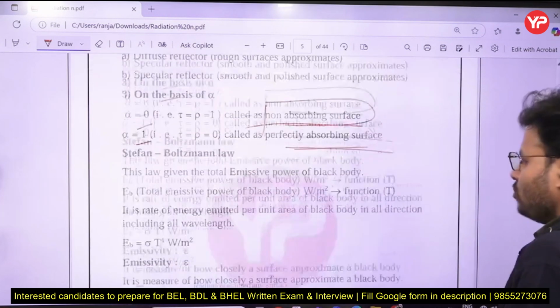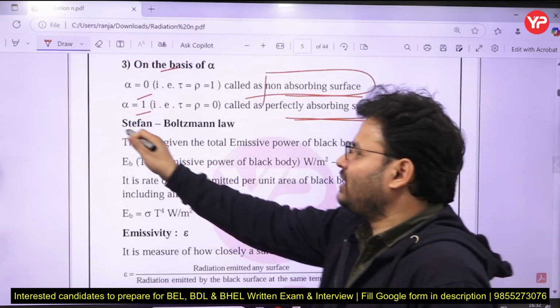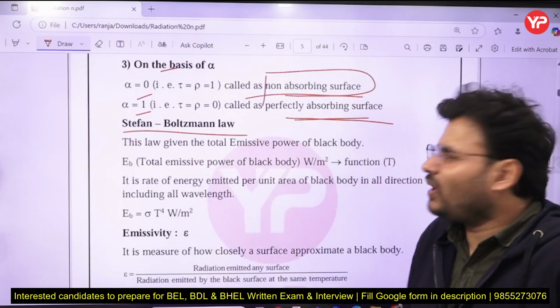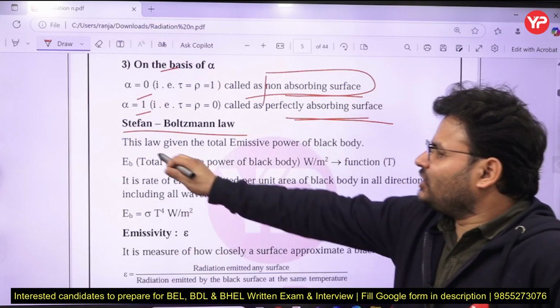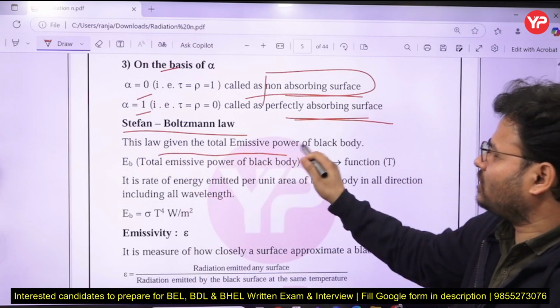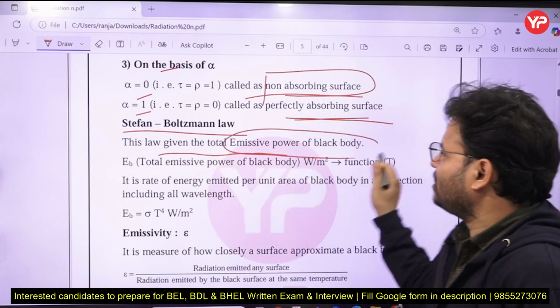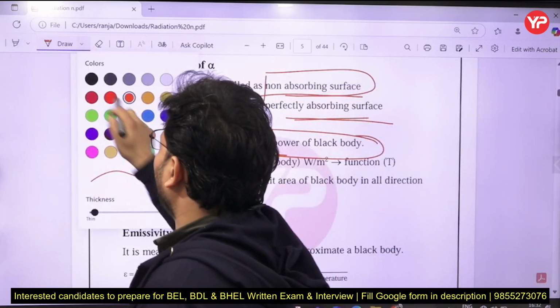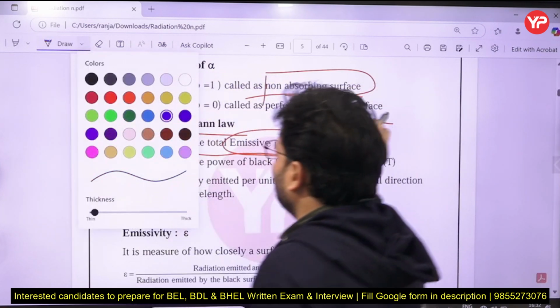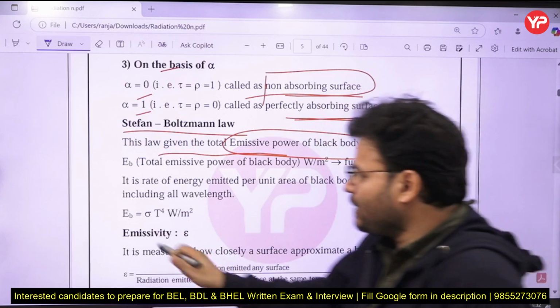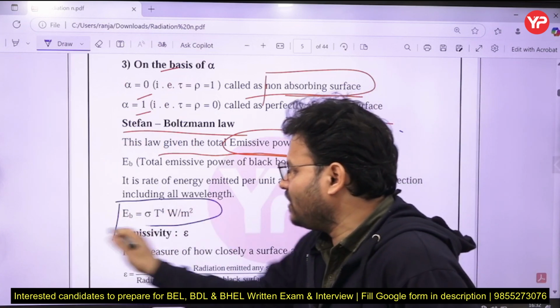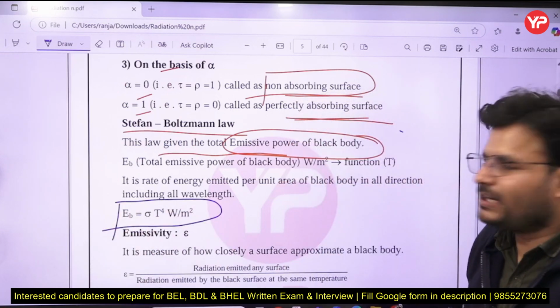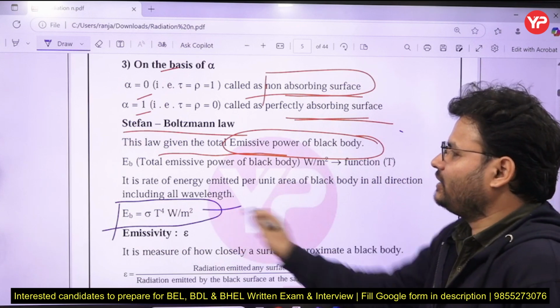One law which you will be very frequently going to use is known as the Stefan-Boltzmann law. So what is the Stefan-Boltzmann law? This law gives the total emissive power of a black body. First thing, keep in mind, this is going to give the total emissive power of what body, my dear friends? Black body. And keep in mind, black body emissive power is given by sigma T to the power 4 watt per meter square.